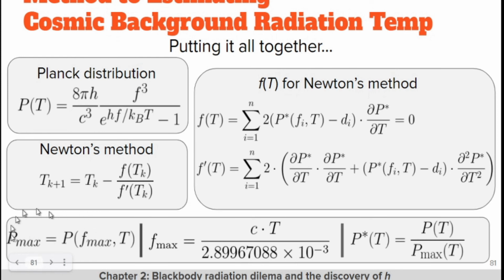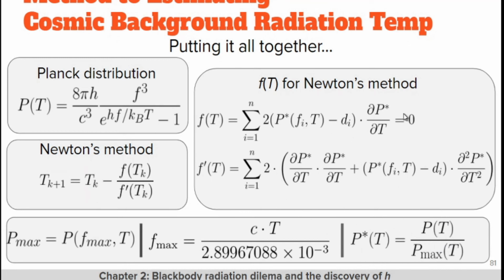And the P max is just Planck's function evaluated at that F max, where this F max is just some constant, this little c here being the speed of light, divided by this number here. And then we have P star, which is just Planck's function divided by this. All right. So this is what we're putting together now.